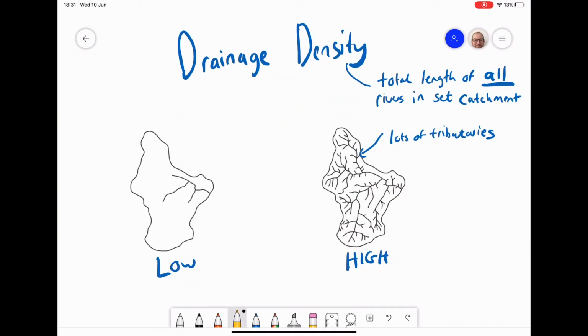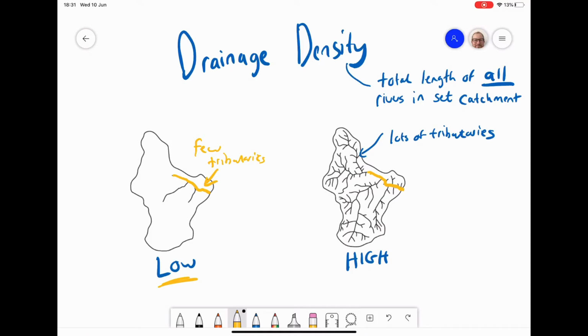Another physical factor is the drainage density. That means if we've got these two catchment areas, these two drainage basins, it's the total length of all the rivers in that area. So if we look at the one on the left, it's very low in terms of the amount of rivers that are contributing to this main river, which I'm highlighting here. I'm going to highlight it on the same picture on the right. So we can see there's very few tributaries and streams that are adding to this main stream.